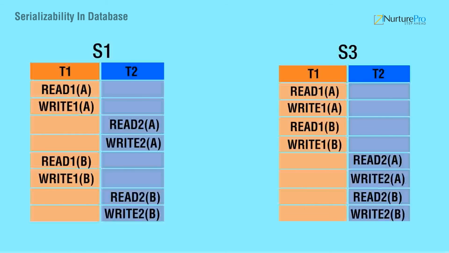Let us see whether it satisfies the second condition. T2 reads a data item A in S1, which is written by T1 in A. But this is not the case with S3. Hence, we can say that schedule S1 and S3 are not view equivalent.